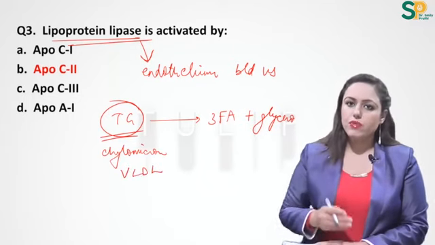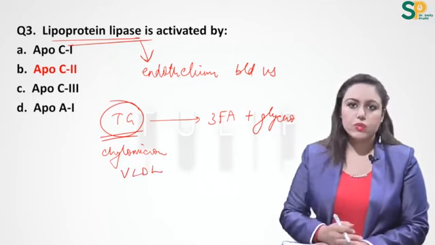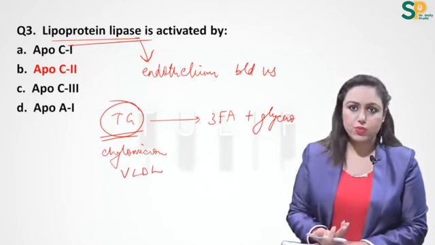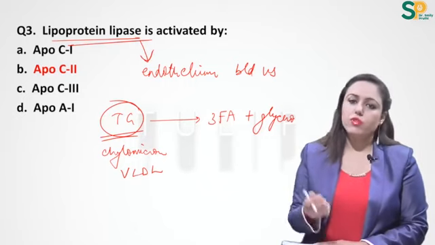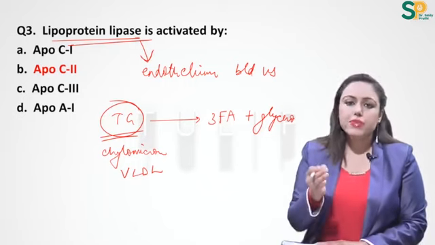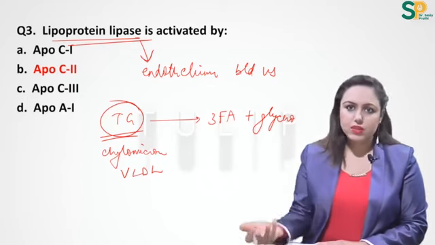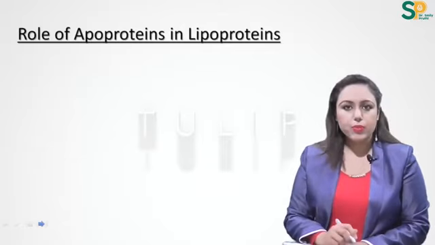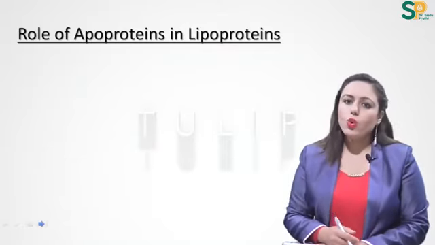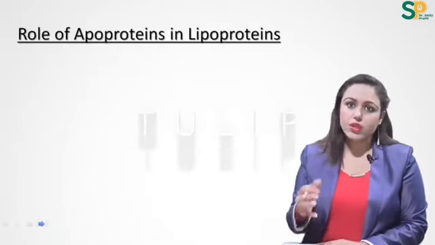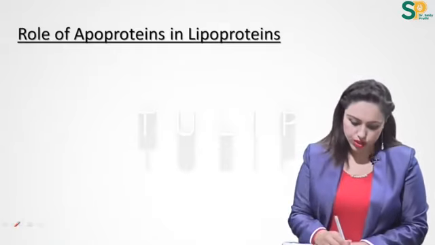As chylomicrons and VLDL are lipoproteins which are moving in circulation as forms of lipid transport, this enzyme which will break the triglyceride of chylomicron and VLDL also has to be present in blood, right? Now the activator of this enzyme is Apo C-II. Let's see the role of apoproteins. Various apoproteins have various roles in the structure of a lipoprotein.